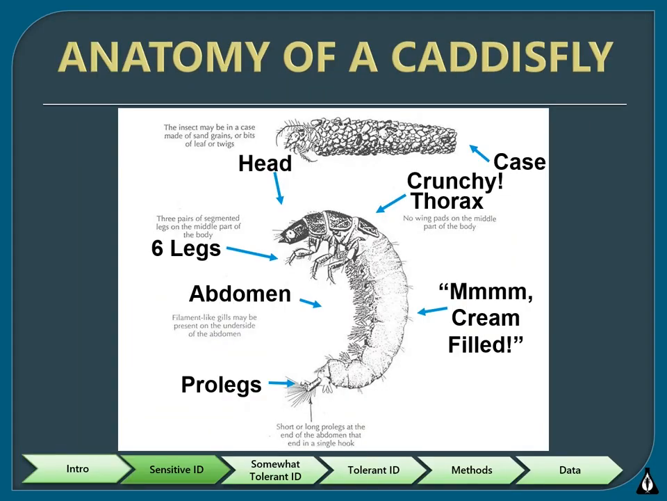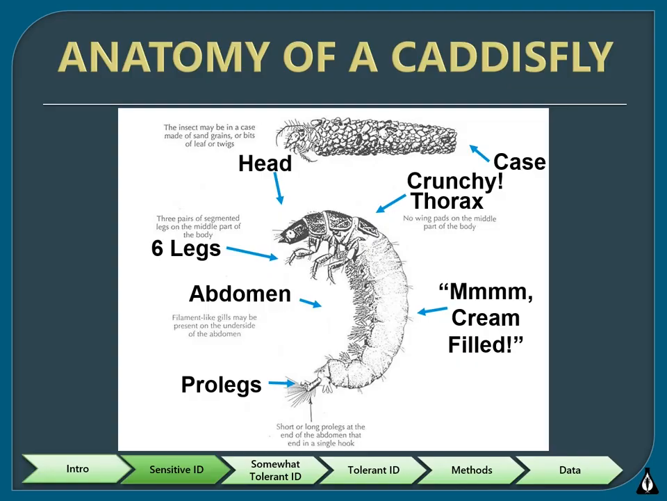This invertebrate is quite a bit different than the mayflies and stoneflies. The caddisfly larva still has a head, thorax, abdomen, and 3 pairs of legs. There are gills along the abdomen. Caddisflies do not have tails. Instead, they have hooks called prolegs. Along the thorax are 1 to 3 hard chitinous plates.